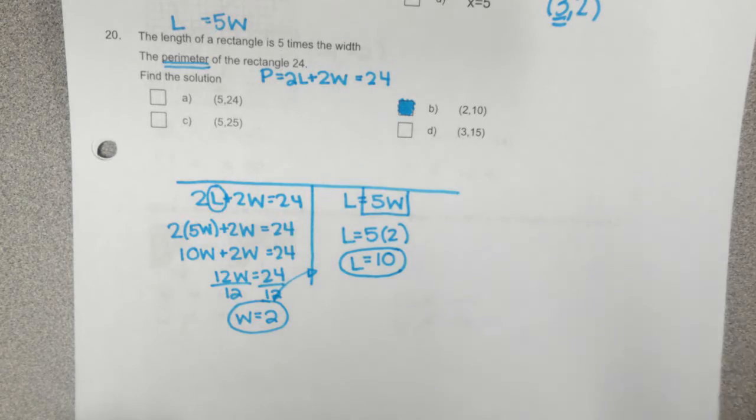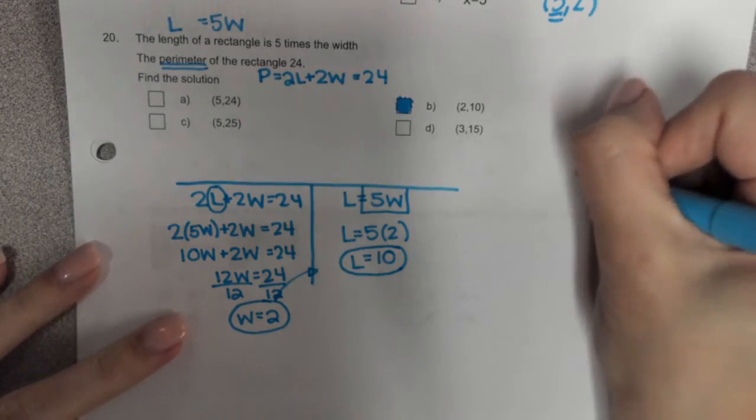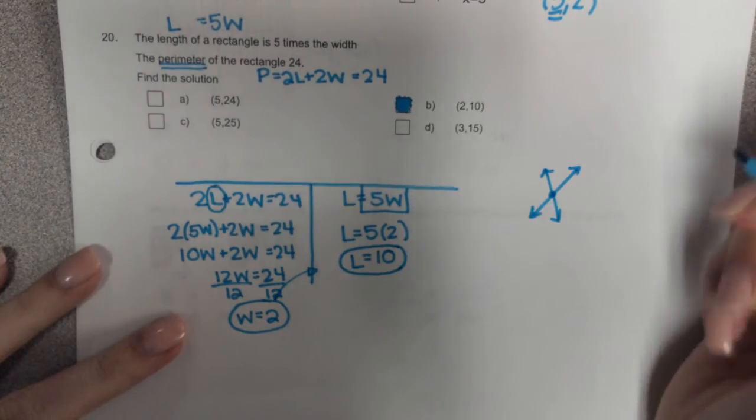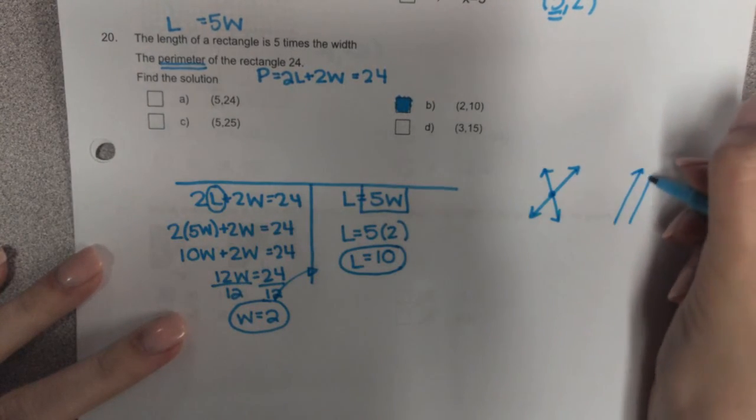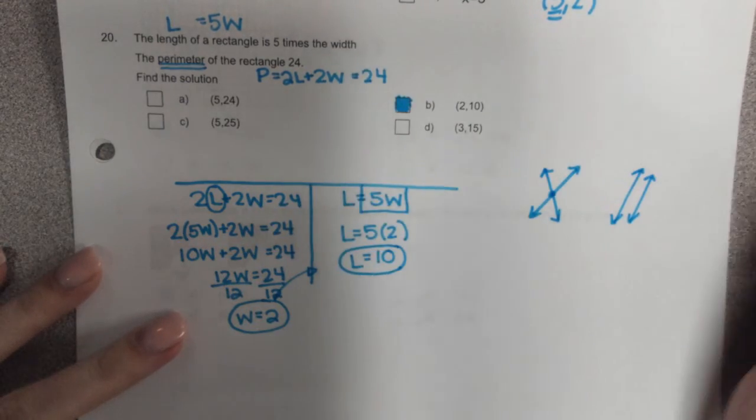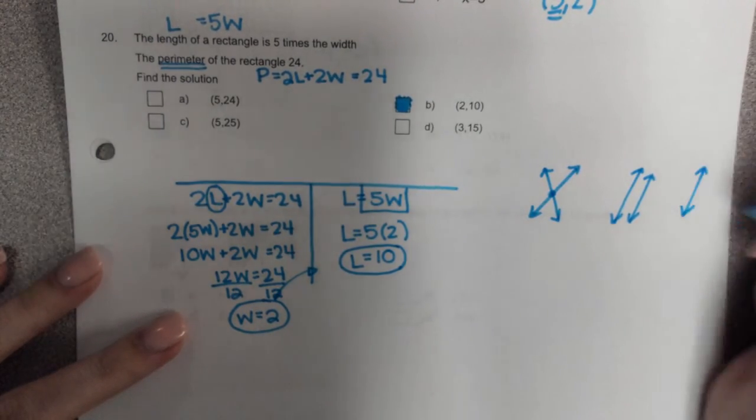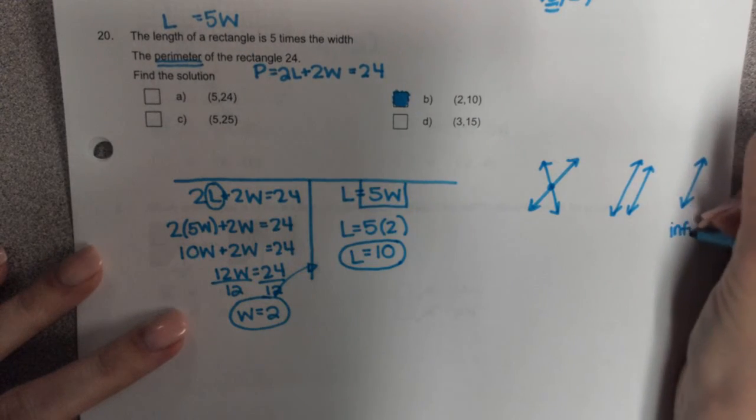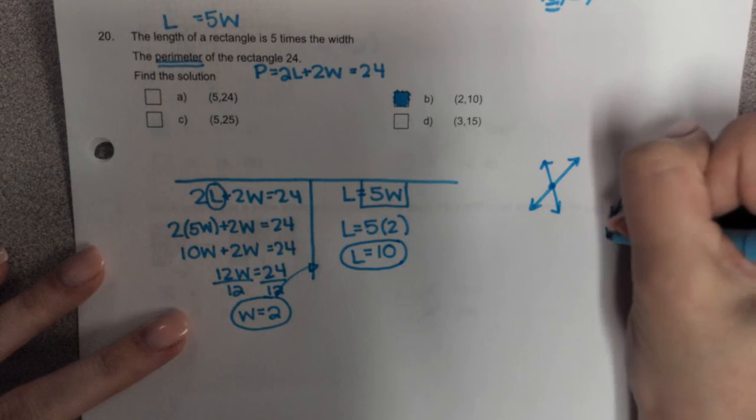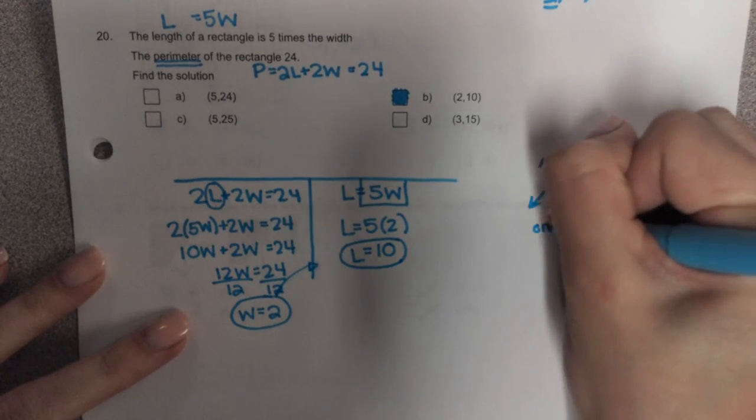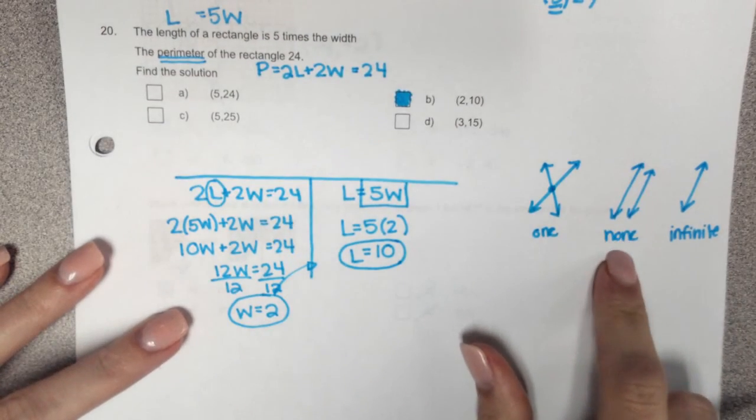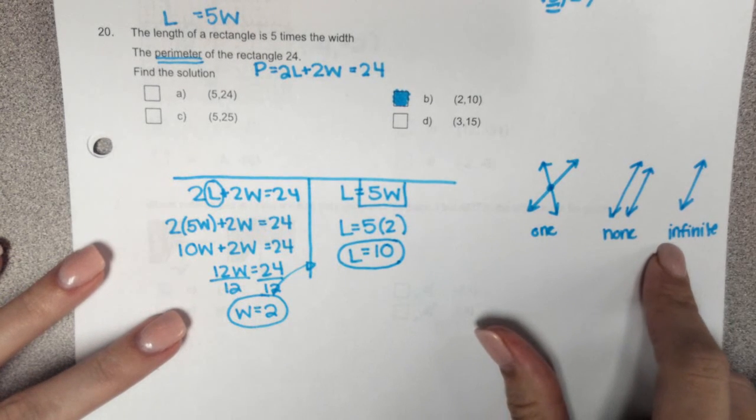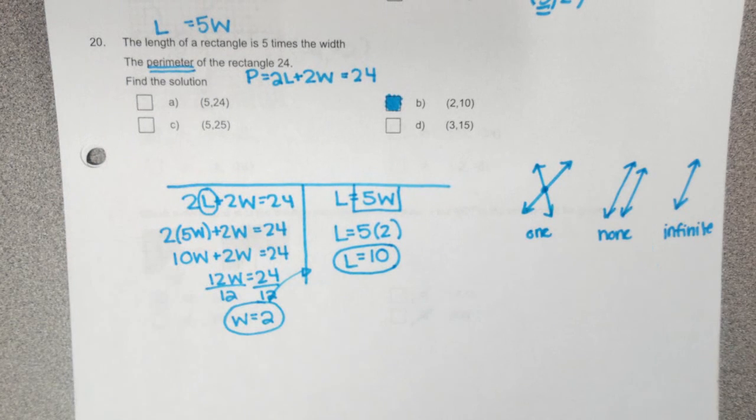Just remember that there's 3 different types of solutions for systems. You can either have one solution, and it's that point of intersection. You can have no solution, and it's when you have parallel lines. Or you can have infinite solutions, and this is when they have the same slope and the same y-intercept. So if they have the same slope and different y-intercepts, they're parallel and there's no solution. If they have the same slope, same y-intercept, there's infinite solutions.